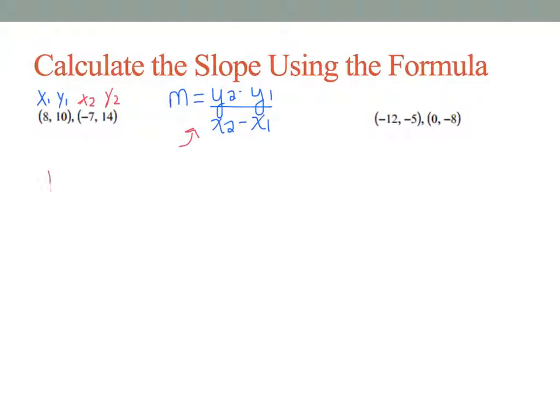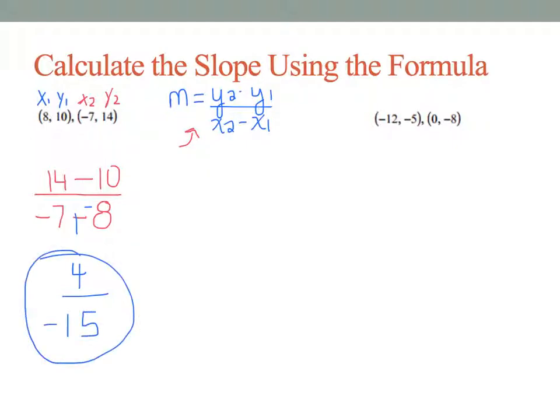Well, y2 is 14, take away y1, which is 10, divided by x2 is negative 7, take away 8. And now you just do your subtraction. 14 take away 10 is 4. Negative 7 minus 8, change this to plus a negative, is negative 15. And you cannot reduce this, so negative 4 over negative 15 is our final answer for our slope.